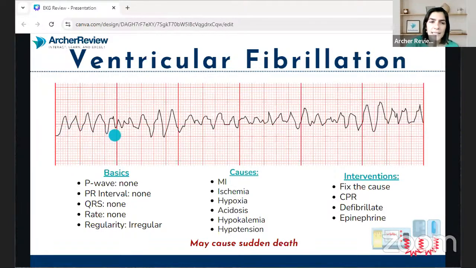And so here you see there are no P waves, no PR interval because there are no P waves, no QRS interval, no rate. I mean, nothing's going on. There's very little cardiac output in this patient. So the biggest takeaway: those ventricular arrhythmias, aside from PVCs, VTach and VFib, are really dangerous and we need to intervene quickly. So when you think VTach, think very bad, right?